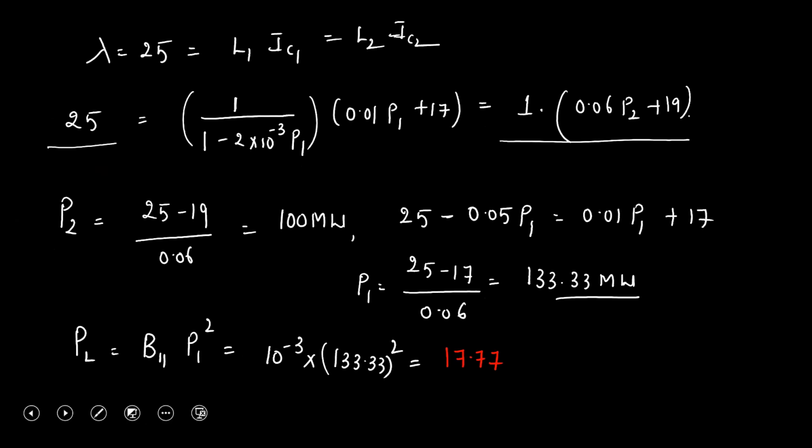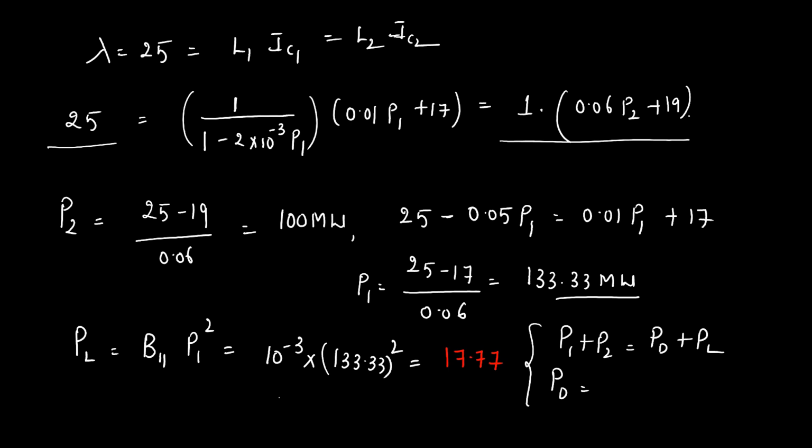So now how will we calculate our total load demand? P1 plus P2 is equal to PD plus PL. So if you substitute the values in this one, your PD is going to become 133.33 plus 100 minus 17.77. This is your total load demand, in megawatt, the load that is connected in the system. That is your answer. This is the other type of question which you may encounter.